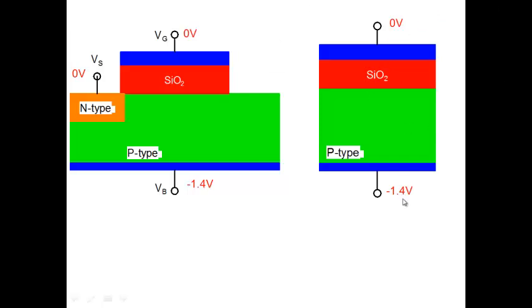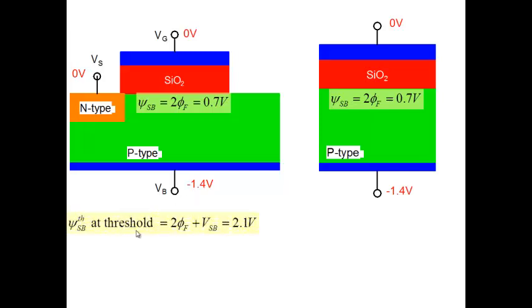All right, let's look at this one here. We said 0 and minus 1.4. Again, you will get a surface potential of 0.7 with respect to bulk here. What will you get? Surface potential with respect to bulk will also be 0.7, same electrostatics. 0 to minus 1.4. What is the surface potential required at threshold in this case? 2 phi f plus VSB. So the surface potential required at threshold is 2 phi f plus VSB equal to 2.1. I require 2.1 here. I have only 0.7. I will not get threshold. It is, in fact, well below this particular limit here.